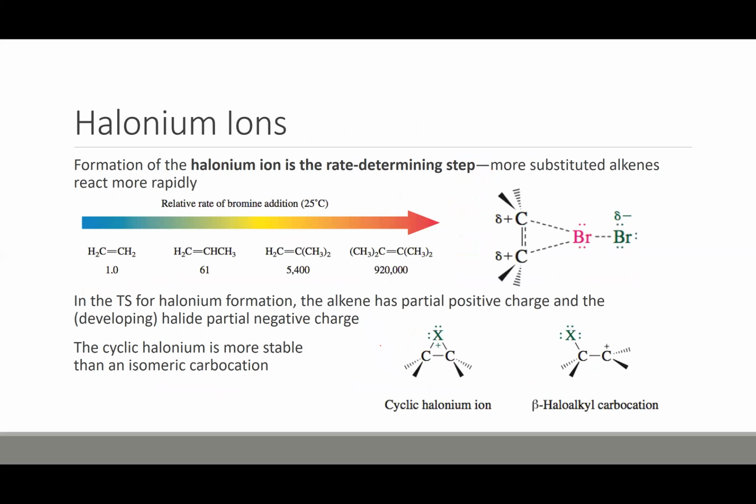So the formation of the halonium ion in this type of reaction is the rate determining step. Similar to our other types of reactions, more substituted alkenes are going to react more rapidly. That's the same. It's just that we always are going to form this anti-formation, because a halonium ion is actually more stable than forming a carbocation.